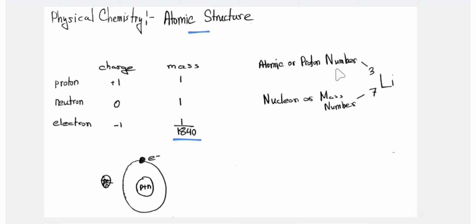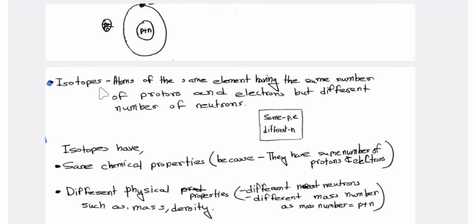Then atomic or proton number. Atomic or proton number is the number of protons, and nucleon or mass number is the number of protons plus neutrons. Then isotopes. Isotopes are the atoms of the same element.